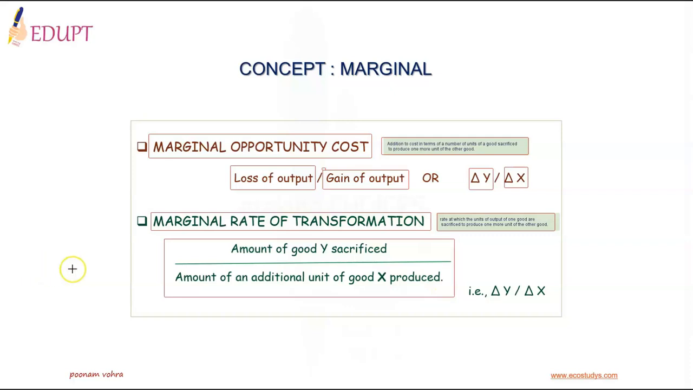It can also be interpreted in another way. Suppose the production of 2Y is sacrificed to produce 1X.